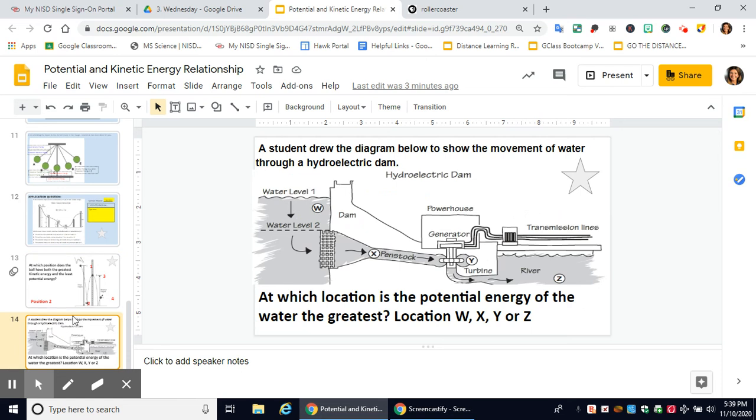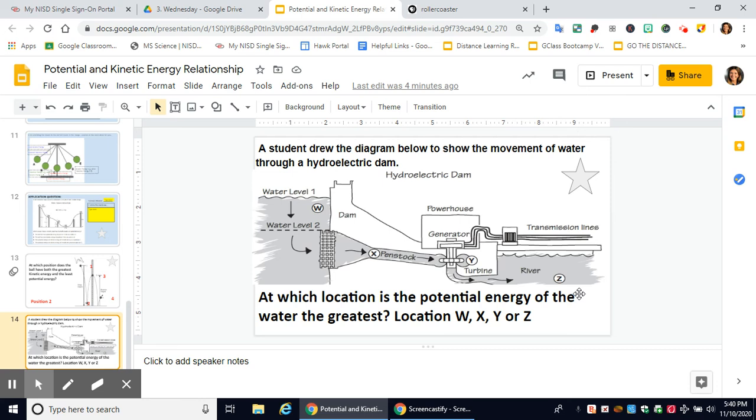All right, and STAR test question. A student drew a diagram below to show the movement of water through a hydroelectric dam. So here's a hydroelectric dam, and they're pointing at these positions, W, X, Y, Z, very similar to the other STAR test question. It's asking at what location is the potential energy of the water the greatest? So where would the potential energy of the water be the greatest?